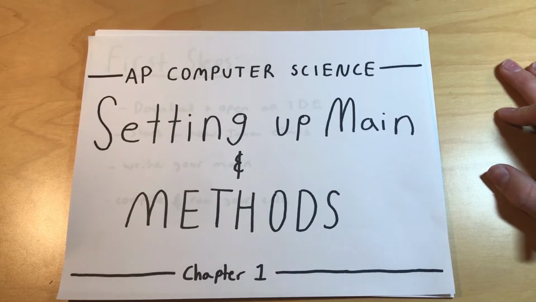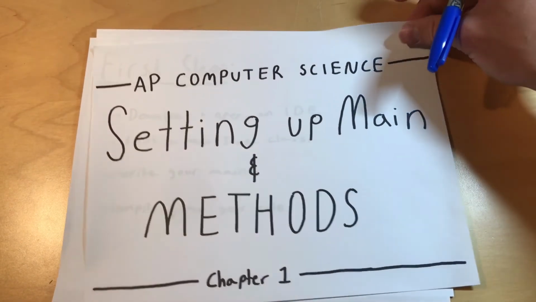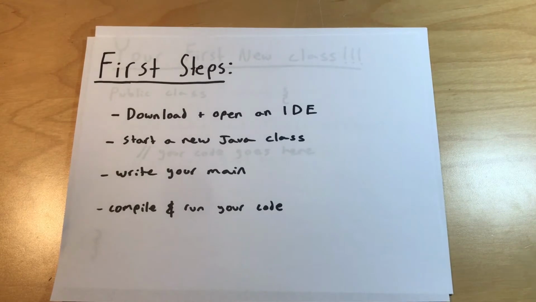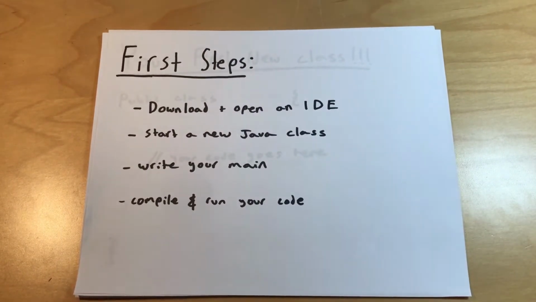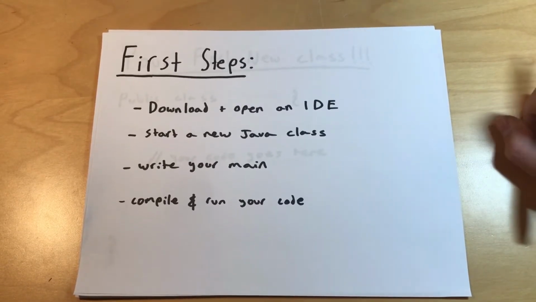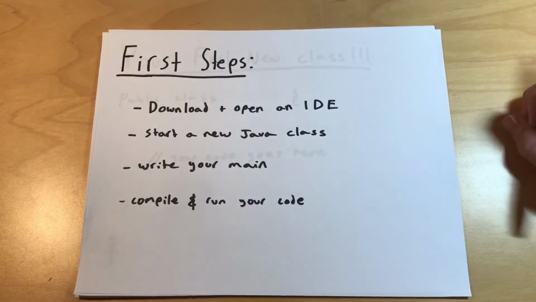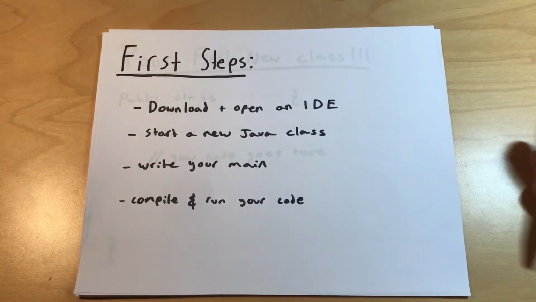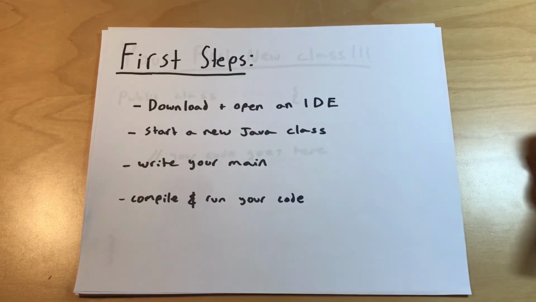Today we're going to be starting our AP Comp Sci series, and this is Chapter 1, setting up your main and using methods. So the first steps you're going to have to do before you can start coding is you're going to have to download and open an IDE. For that we suggest either JGrasp or Eclipse. And then within those, once you get those open, you're going to start a new Java class. You're going to write your main, and then we're going to put some Java statements inside of that with some methods, and then we're going to compile and run your code.